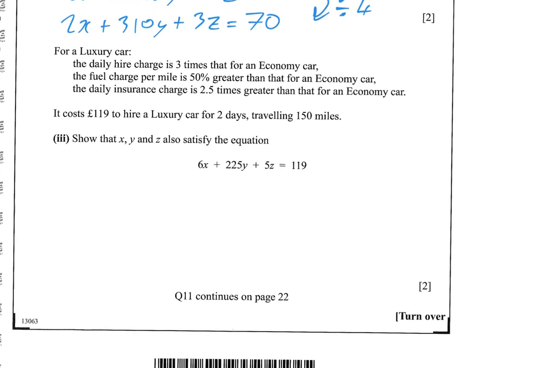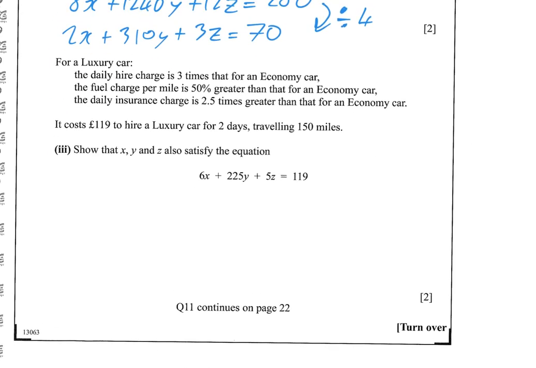Okay, next bit was for luxury cars. So the daily hire charge is 3 times that for an economy car. Fuel charge per mile is 50% greater, and the daily insurance is 2.5 times greater than that for the economy, and it costs £119 to hire a luxury car for only 2 days, travelling 150 miles. So you've got 2 days, but the cost instead of being x is 3x.